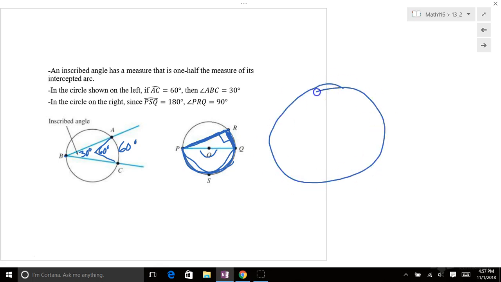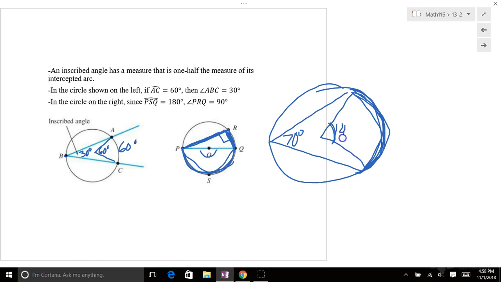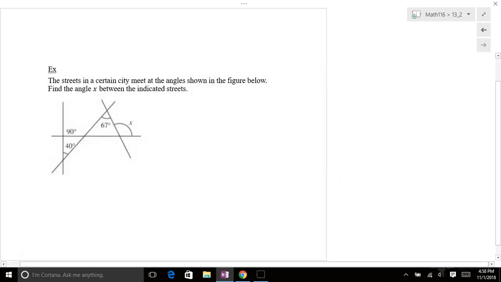It's going to be half of it. Okay. So here's another one. Let's say this is 70 degrees. Then this arc, as well as its central angle right here, both of those would be 140 degrees. Okay, so that's an inscribed angle.